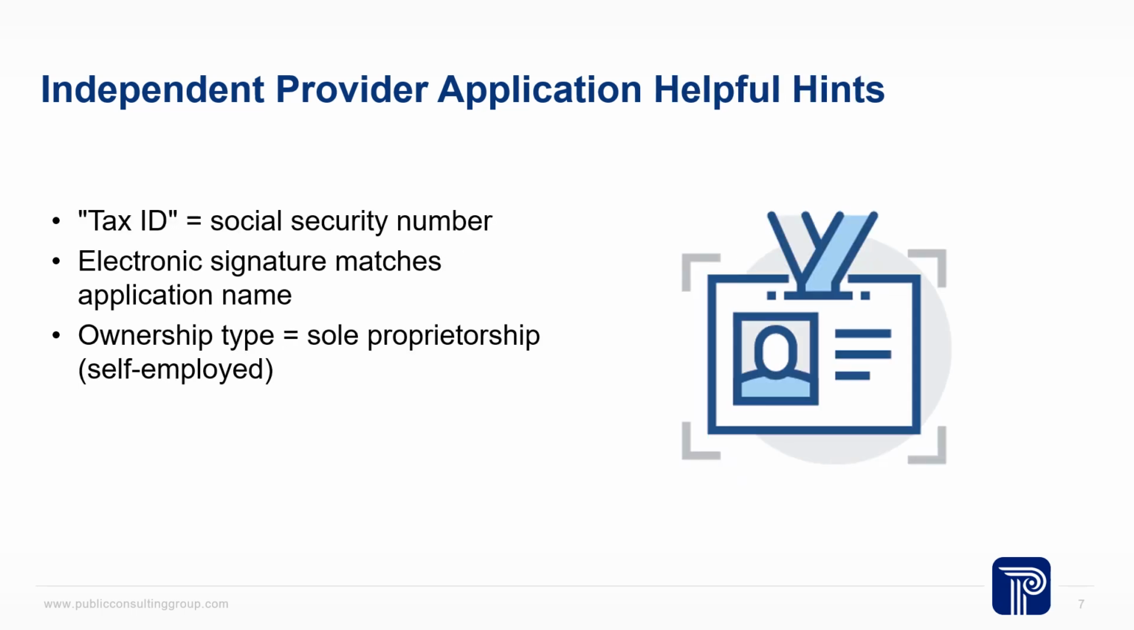Because you are an independent provider, your tax ID is your Social Security number. Additionally, when you sign the application with an electronic signature, be sure you sign your name exactly as you entered it on page 1 of your application, and select the ownership type that reflects you are self-employed with a sole proprietorship.